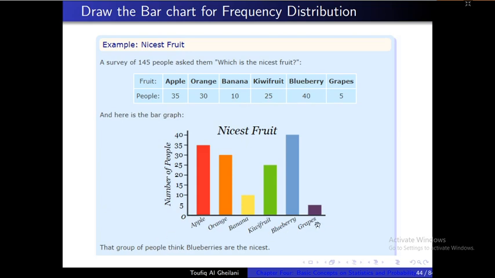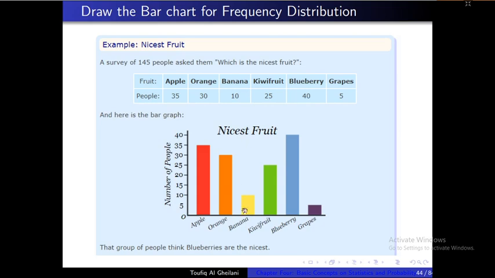So on the horizontal we put the type of fruit: apple, orange, banana, kiwi fruit, blueberry, grapes, and on the vertical we put the number of people: 0, 5, 10, 15, 20, 25, 30, 35, 40. So apple, how many? We make a bar, a rectangle. Here the height is 35 people. Look here, up to 35. Orange is 30. Look here.